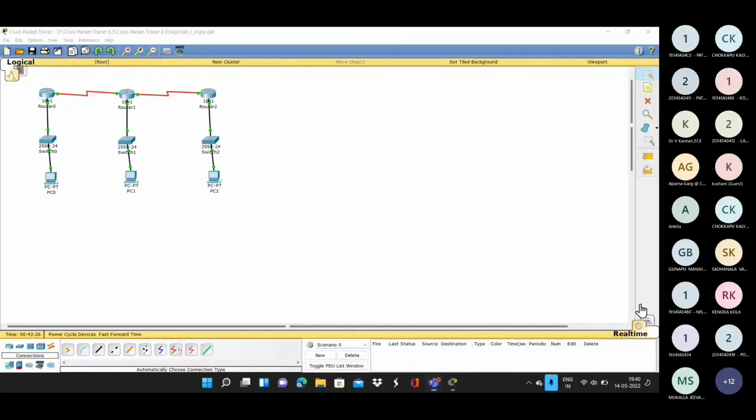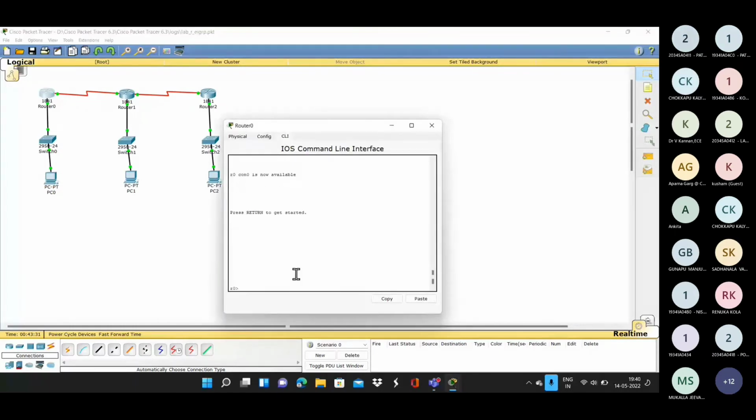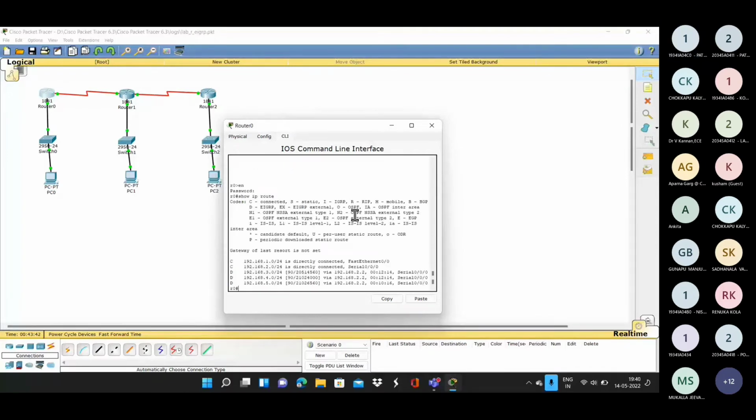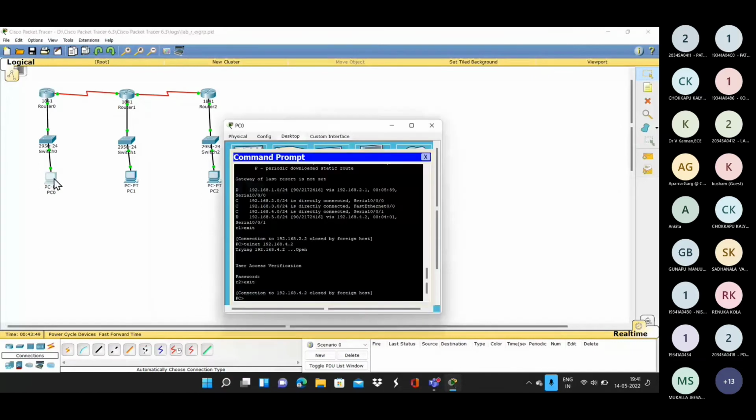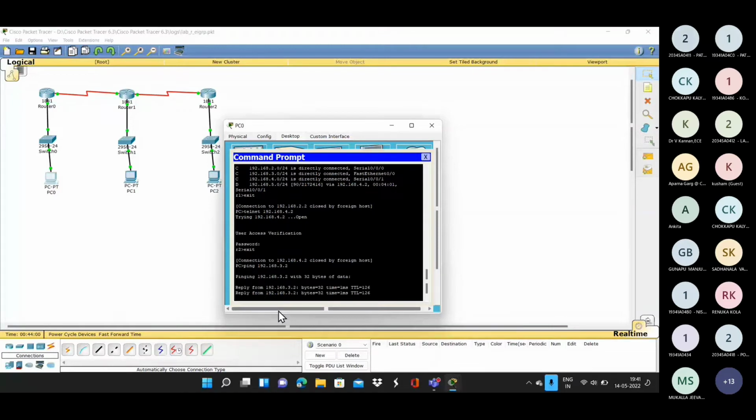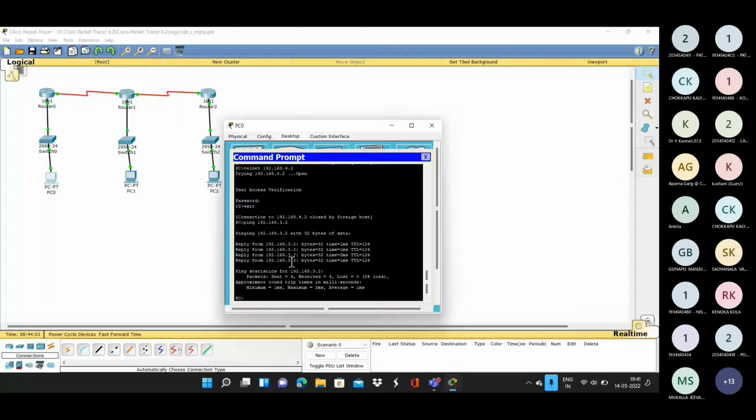Murgi, you can share your screen now. Is my screen visible? Yes, it's visible. This is the router 0 configuration. Okay, you can ping any system. Is it okay? Okay, Murgi, you can stop sharing.